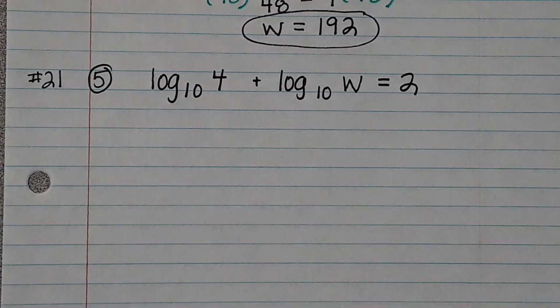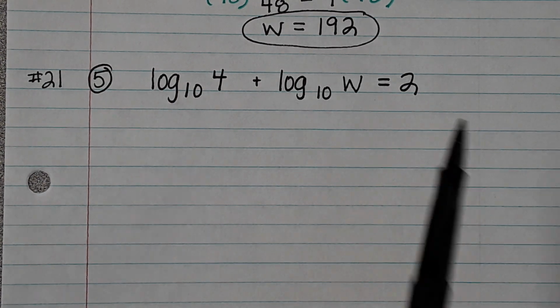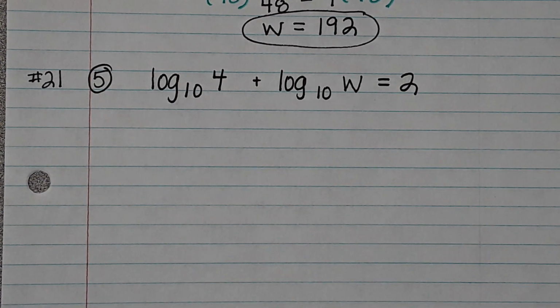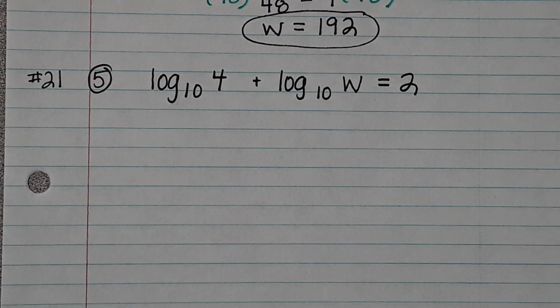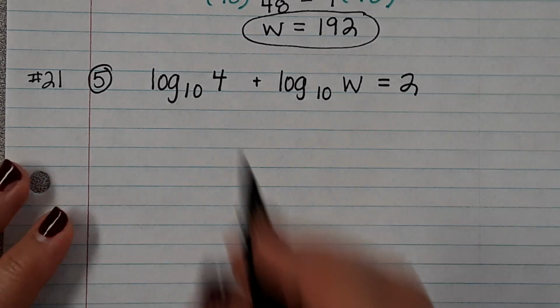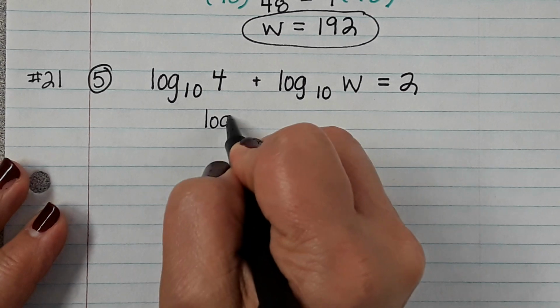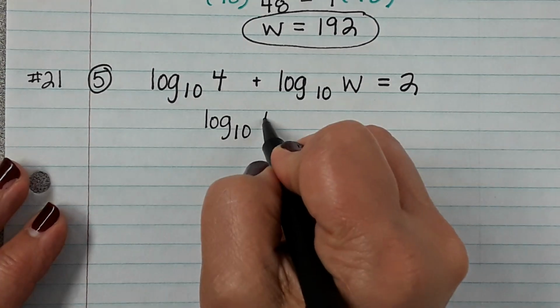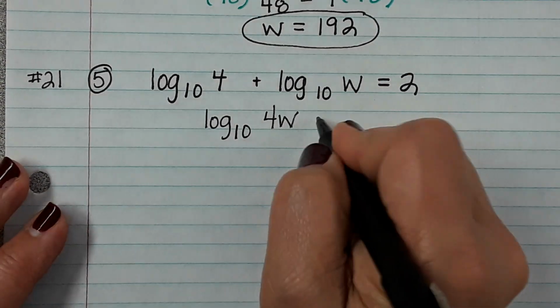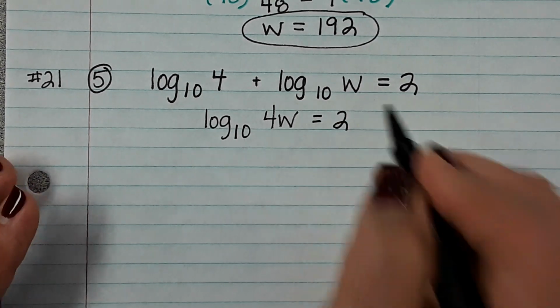There's not a log on that side. That's very important that you notice that. It's an addition sign. So why is that important? We're going to multiply. It's also important that there's no log on that side. Those are two important things. So the first thing we're going to do is just change that to a multiplication. So log base 10 of 4W equals 2.